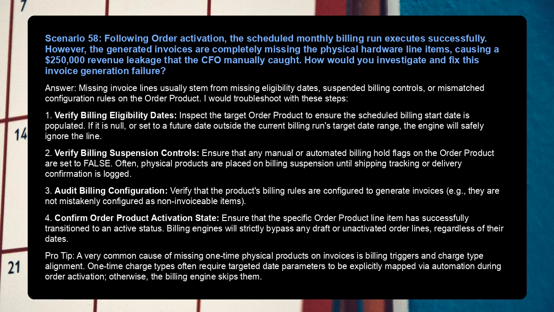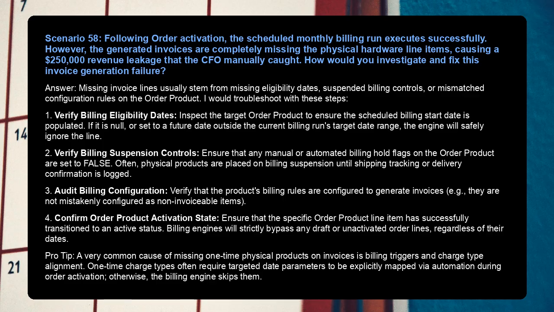Scenario 58. Following order activation, the scheduled monthly billing run executes successfully. However, the generated invoices are completely missing the physical hardware line items, causing a $250,000 revenue leakage that the CFO manually caught. How would you investigate and fix this invoice generation failure? Answer: missing invoice lines usually stem from missing eligibility dates, suspended billing controls, or mismatched configuration rules on the order product. I would troubleshoot with these steps.